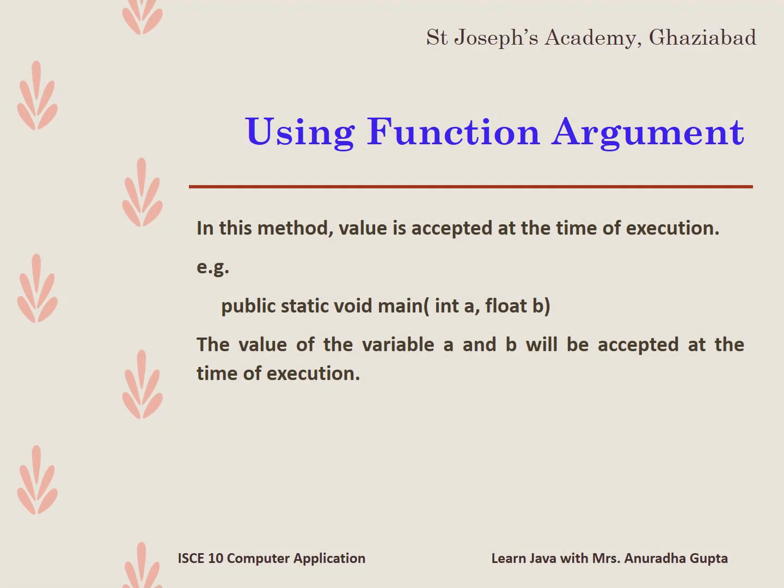Start with the first way of accepting values, and that is function argument. In this method, the value is accepted at the time of execution of the program. The variables whose values are to be input must be provided as arguments to the main function. Here in the example, we are taking two values for variables a and b at the time of execution of a program.